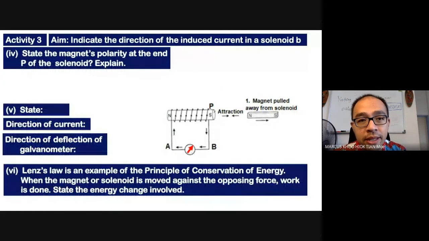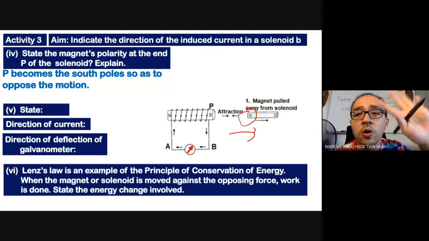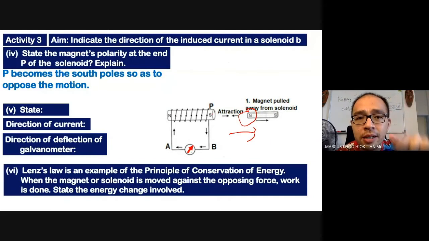State the magnet's polarity at the end of P. This is given already. P becomes a south pole, because it wants to oppose the motion. We want to pull away the north, because the north is near the solenoid. So we want to pull the north out, and the solenoid says no, don't go. So it becomes south.